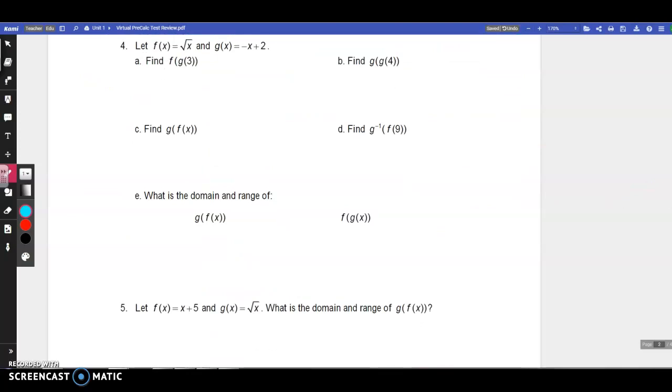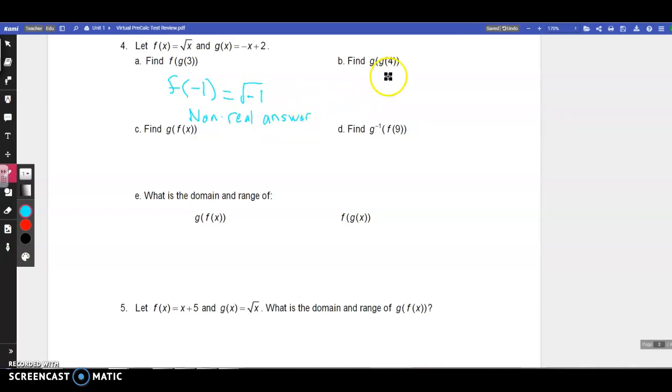So, this is some composition of function stuff to start with. So find f of g of 3. To do this, I'm going to start by plugging in 3 into my g function. So negative 3 plus 2 is negative 1. Then I'm going to find f of negative 1. So I get the square root of negative 1. And so this is, I'm going to say, a non-real answer. I'm not so worried about you guys finding the imaginary values. Technically, this would be equal to i, but right now we're just saying this is a non-real value.